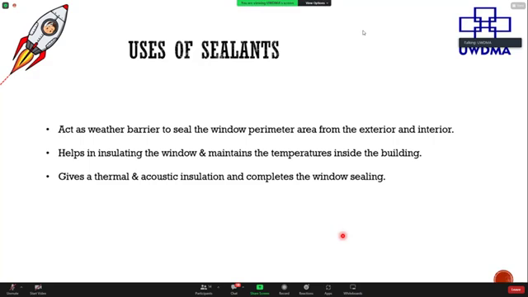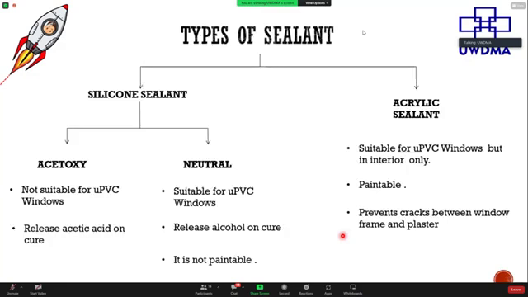It is acting as a weather barrier to seal the window perimeter area from the exterior to interior. Of course, it is sealing the window, and it is creating a barrier from exterior to interior, and it's helping in insulating the window and maintaining the temperature inside. It is giving you thermal and sound insulation, and completes the window insulation.